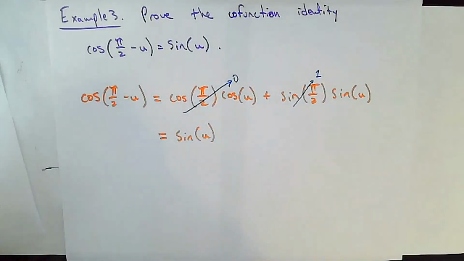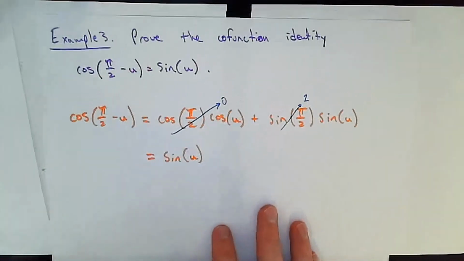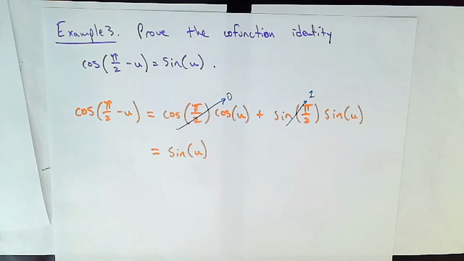That's how we can verify this cofunction identity using the addition and subtraction formulas. And you could do this for any of the cofunction identities. Probably wouldn't be quite as fun for tangent. In fact, tangent's not defined at pi over 2, so that wouldn't work anyway. But yeah, that's how you can prove at least the sine and cosine cofunction identities.